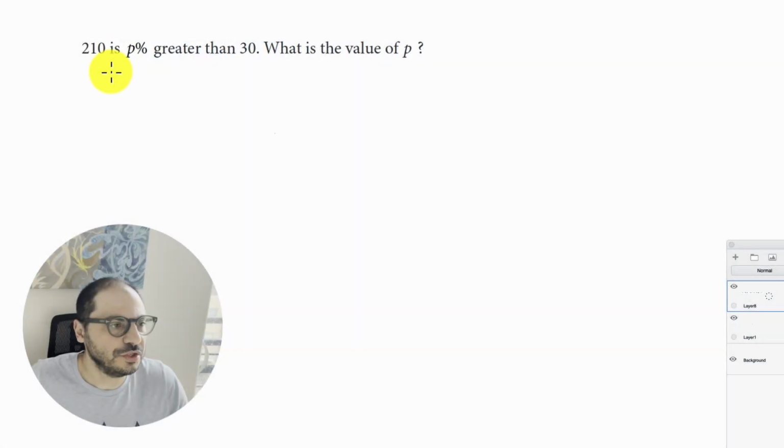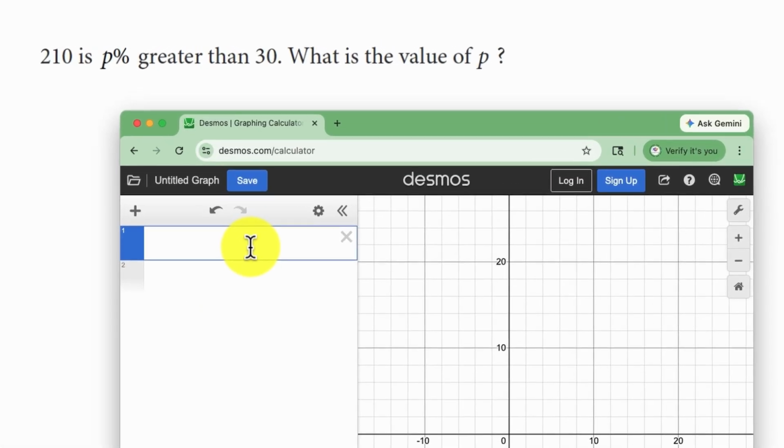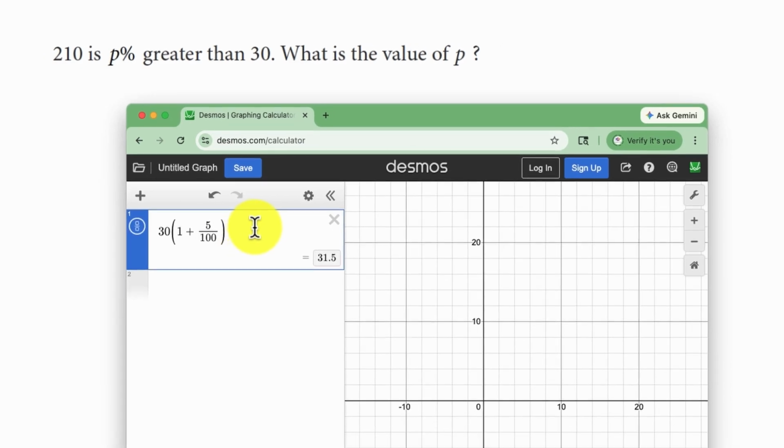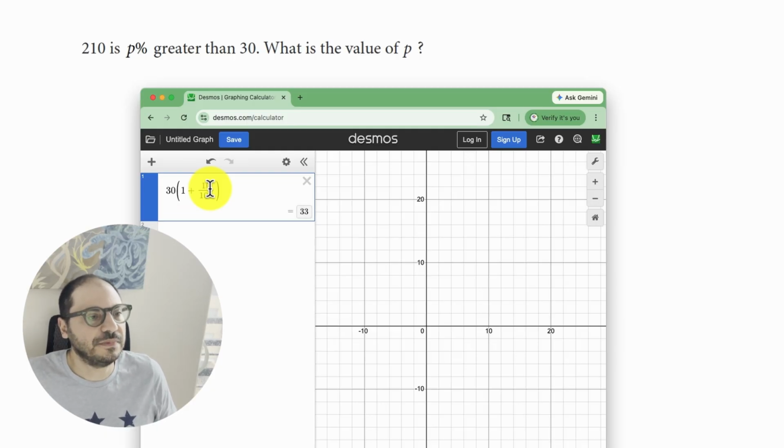So it says 210 is p% greater than 30. What is the value of p? Okay, before we do this, if I wanted to say 5% greater than 30, that'd be 30 times 1 plus 5 over 100. That'd be 31.5. If I said it's 10% greater than 30, that's 1 plus 10 over 100. If I said it's 30% greater than 30, I would put 30 over 100. If I wanted to say it's 30% less than 30, I would change that plus to a minus.